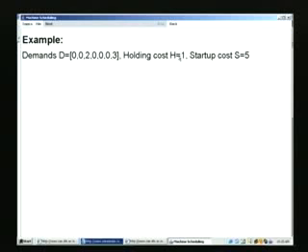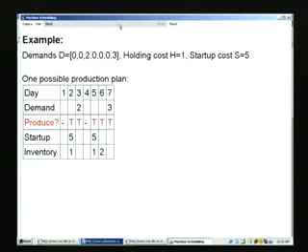The holding cost, that is the cost of storing 1 unit in our warehouse, is 1. So, it is 1 per unit, and the startup cost is 5. Here is one possible schedule or production plan which will meet this demand. I have shown this in a tabular form over here. We have days on the x axis, 1 through 7, since the demand is given to us for 7 days. On the 3rd day, there is a demand of 2 as specified over here, and on the 7th day also there is a demand, and in this case the demand is of 3.